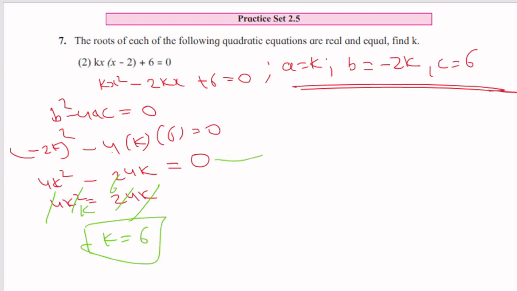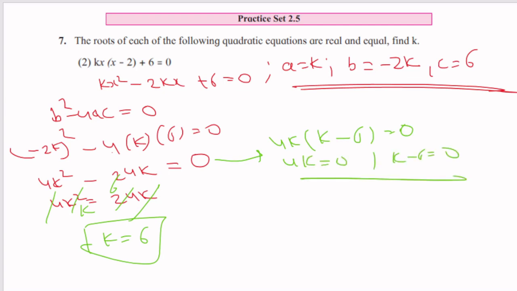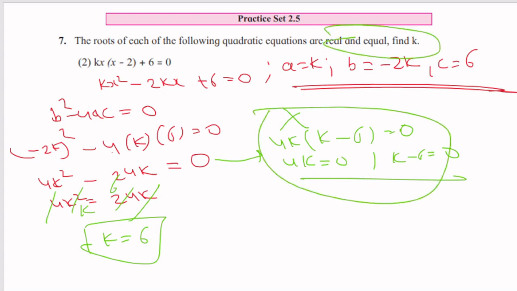Simply here is a little bit confusing. If someone focuses, I can take here 4k common. So remaining will be k minus 6 equal to 0. So here two roots can be possible, either 4k equal to 0 or k minus 6 equal to 0. But we will not follow this approach. Reason, here it says real and equal. So simply follow this approach. K is equal to 6 is your exact value of k.